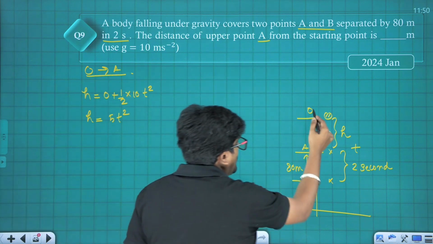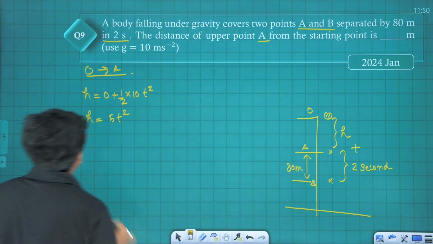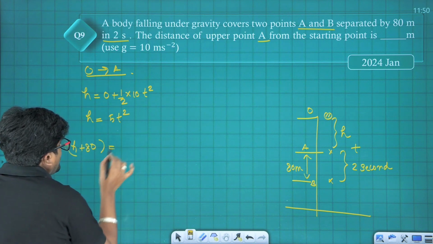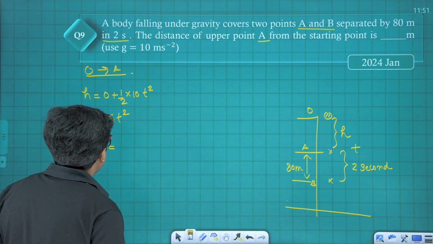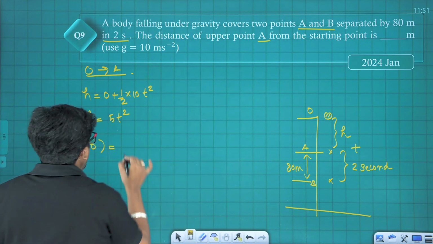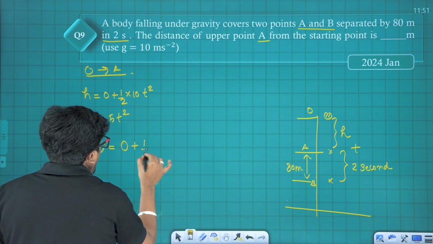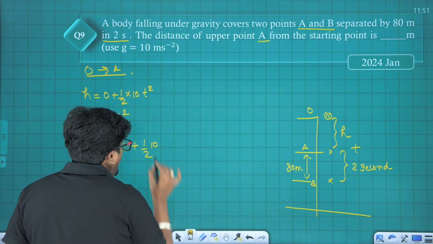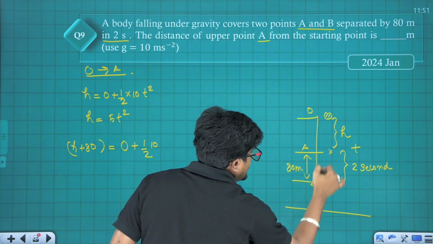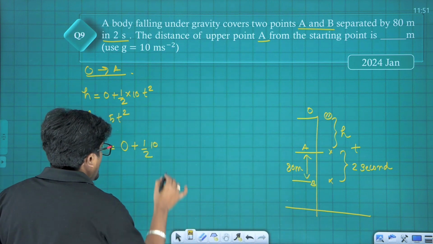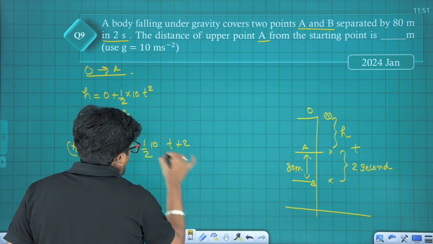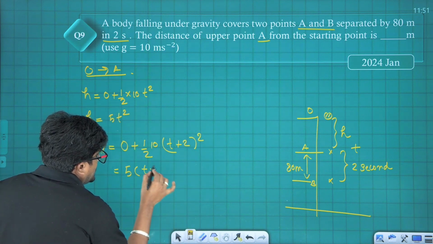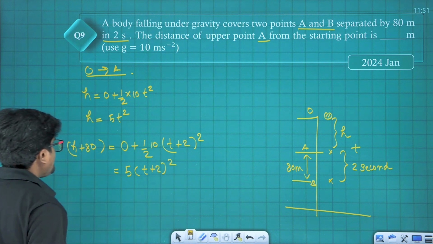Now if I consider the journey from O to B, this time the distance travelled is h plus 80, and that is equal to what? Again u is 0, half of acceleration, which is again 10 only, and time taken is from here to here it is t, and here to here it is 2. So it is t plus 2, all square. Again I can say this is equal to 5 into (t plus 2) all square.